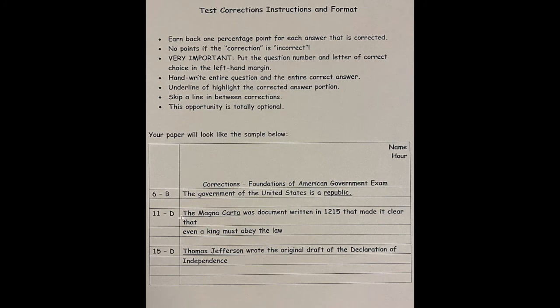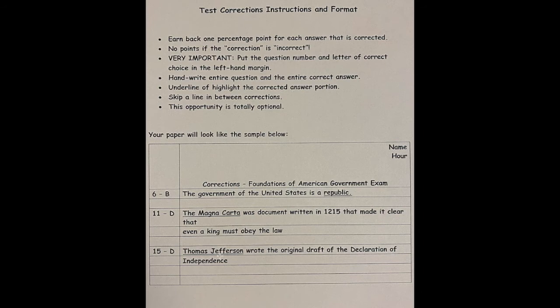Number 11, the Magna Carta was the document written in 1215 that made it clear that even a king must obey the law. And number 15, Thomas Jefferson wrote the original draft of the Declaration of Independence. Note that you would not be saying, who wrote the original draft of the Declaration of Independence? D, Thomas Jefferson. Do not do that. Combine them together. Then, underline or highlight the corrected answer portion.